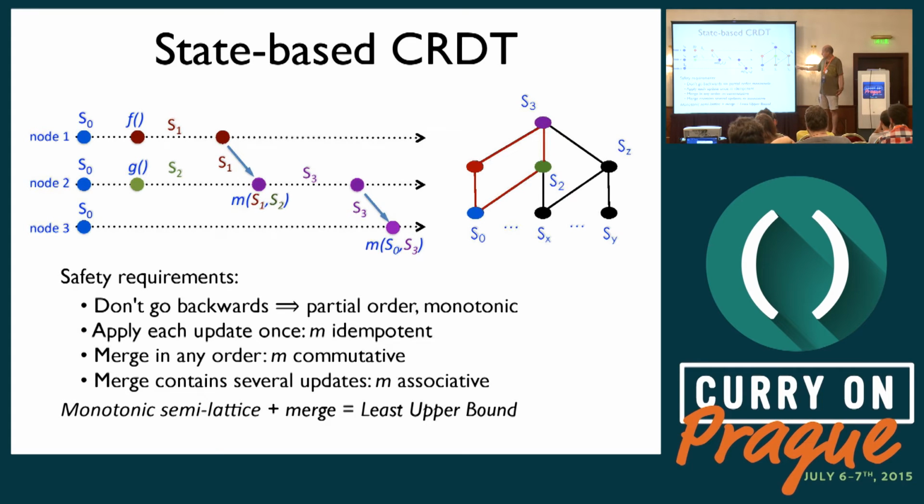If you look at math theory, something that has a partial order and an operation that is idempotent, commutative, and associative is called a semilattice. So the only property you need here for convergence is that your data type is a semilattice, and you also want this monotonicity property. So we call it the monotonic semilattice. It's a semilattice where the merge operation is the least upper bound, or join.